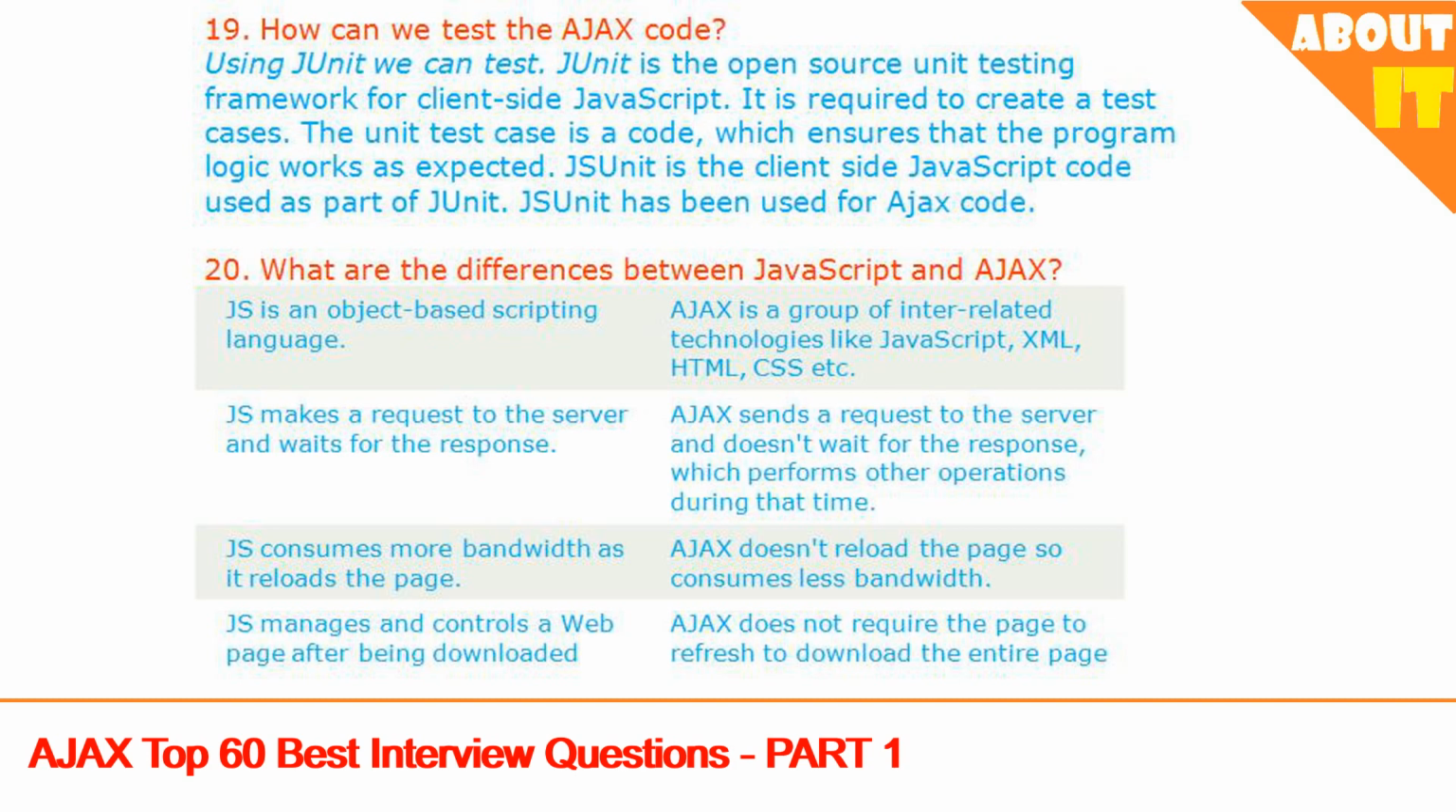20. What are the differences between JavaScript and AJAX? JS is an object-based scripting language. AJAX is a group of interrelated technologies like JavaScript, XML, HTML, CSS etc. JS makes a request to the server and waits for the response. AJAX sends a request to the server and doesn't wait for the response, which performs other operations during that time.